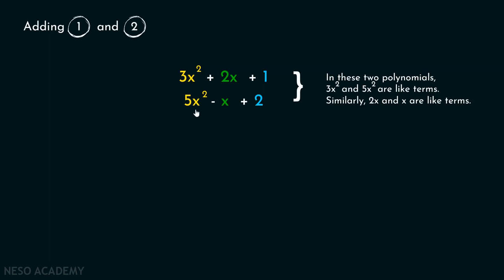Now let's add these two polynomials. The resultant polynomial must look like this: 8x squared plus x plus 3. Addition of two terms simply means adding their coefficients. Here you can see that these two are like terms, so we must add their coefficients. You can see that 5 plus 3 gives 8. That is why we got this term as a result, that is 8x squared. After this we have 2x and minus x, and obviously we know the result will be plus x. And here we have 1 and 2. Obviously addition of these two numbers gives 3.